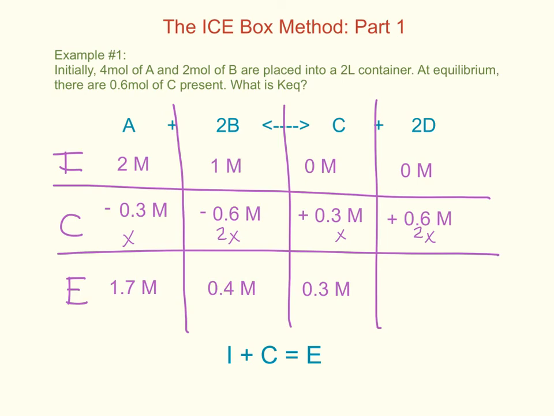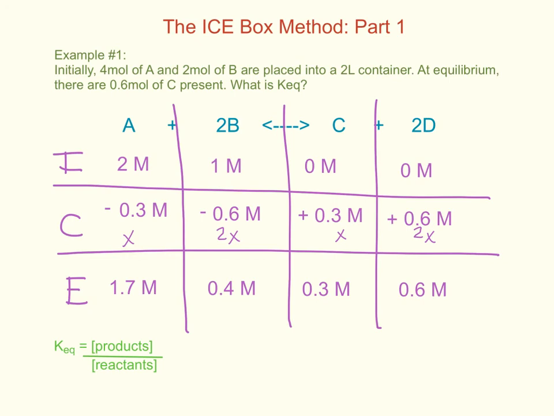I was given the equilibrium concentration for C, and so then I can solve for my equilibrium concentration for D. 0 plus 0.6 is going to be 0.6 molar. So finally, after all that work, we have our equilibrium concentrations.